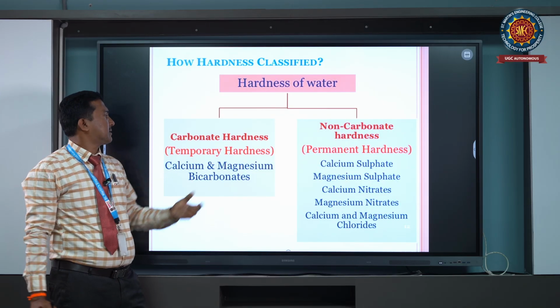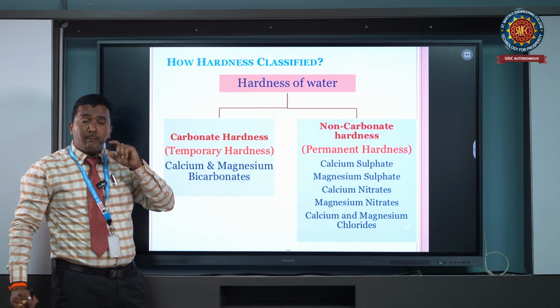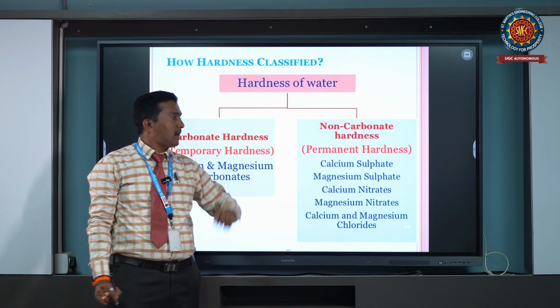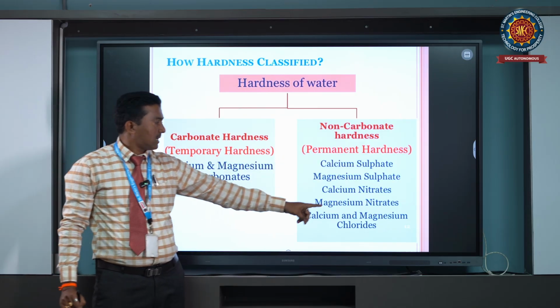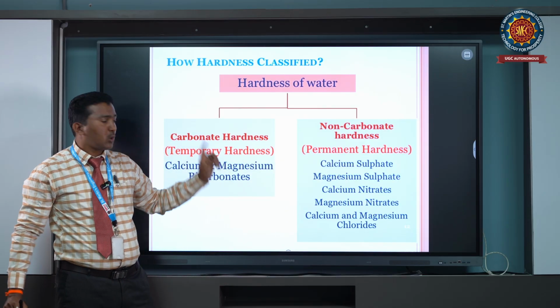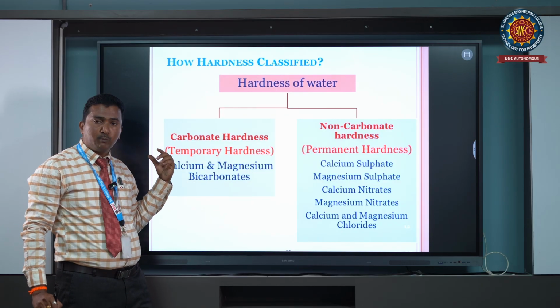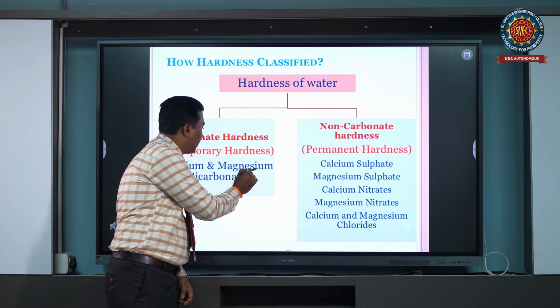Carbonate hardness, whose other name is temporary hardness, is caused by bicarbonates of calcium and magnesium. Next, permanent hardness is caused by sulfates of calcium and magnesium, nitrates of calcium and magnesium, and chlorides of calcium and magnesium. These are the differences between temporary hardness causing salts and permanent hardness causing salts.